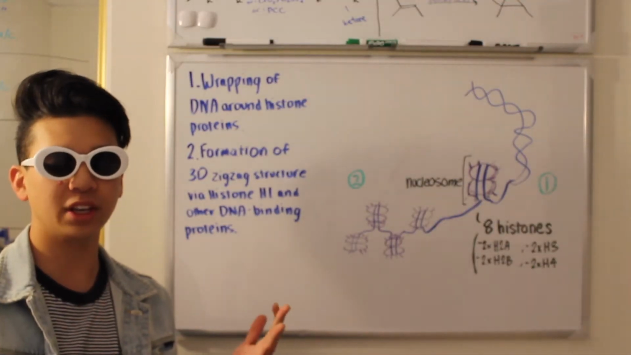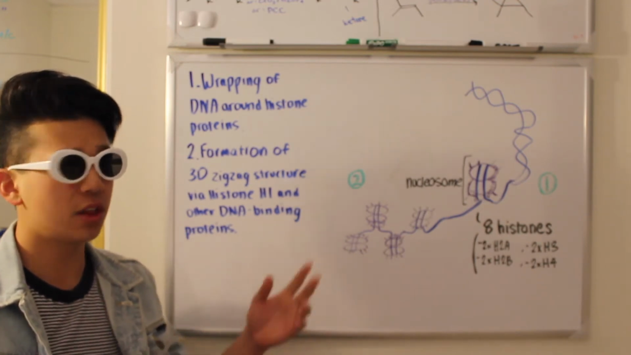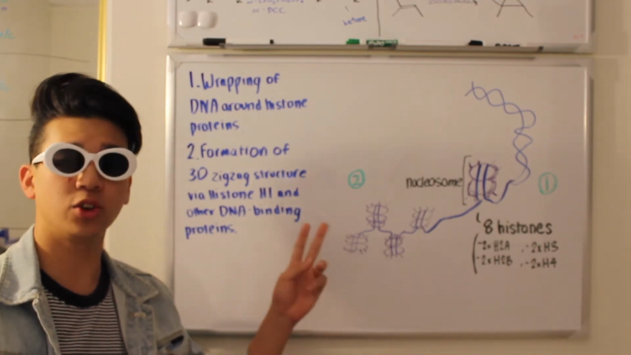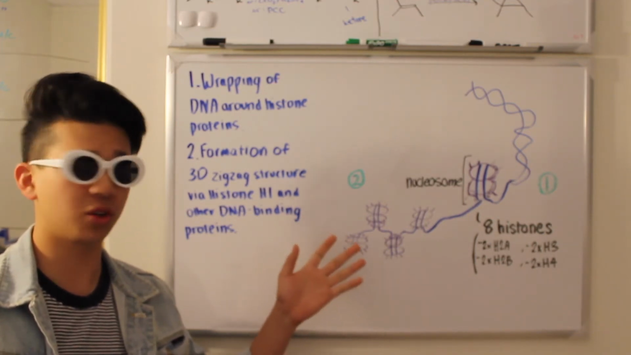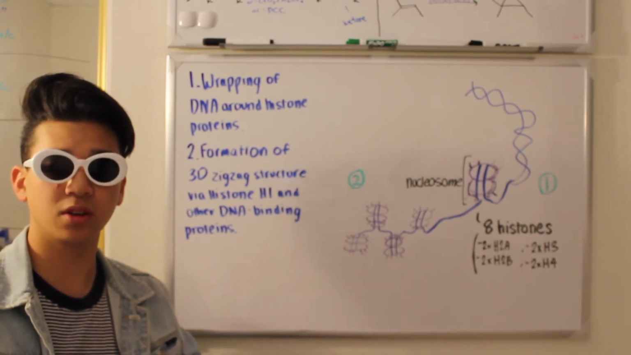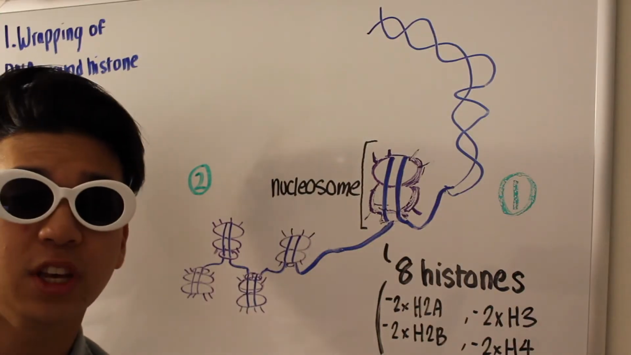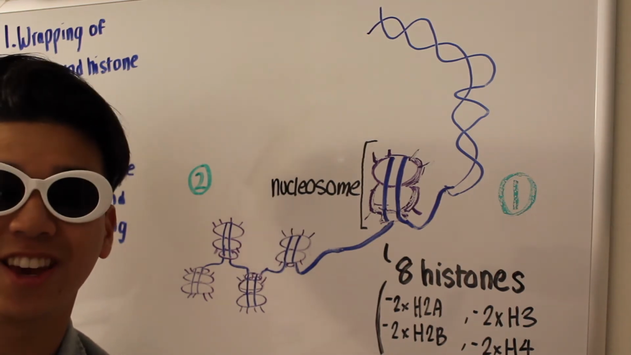First, the DNA double helix is wound at intervals around a core of 8 histone molecules. There are 2 copies of H2A, 2 copies of H2B, 2 copies of H3, and 2 copies of H4, which all total up to 8 histones. This gives the appearance of a string of beads. Each bead is called a nucleosome, and the nucleosomes are joined by linker DNA.